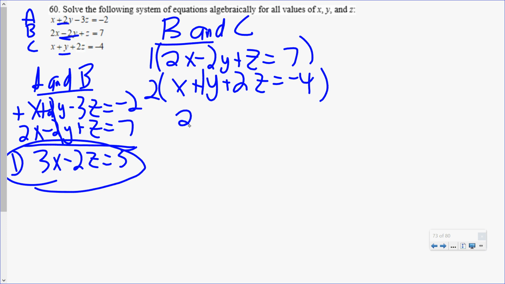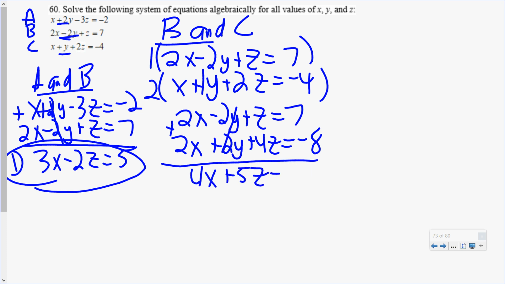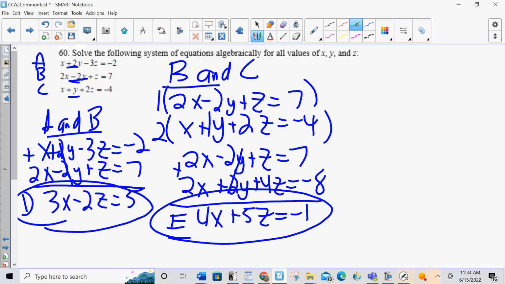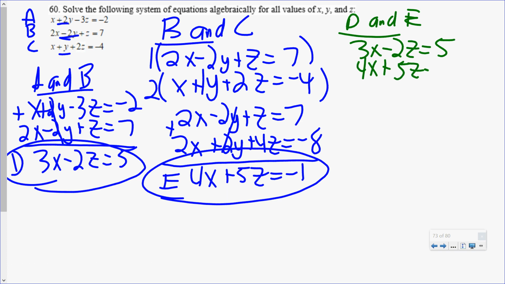I multiply everything through. 2x minus 2y plus z equals 7 on top. On the bottom, 2x plus 2y plus 4z equals negative 8. When I add them together, my y's cancel. I get 4x plus 5z equals negative 1. That's equation E. Now I take D and E, and I do a 2x2 system. So I've got 3x minus 2z equals 5 and 4x plus 5z equals negative 1.